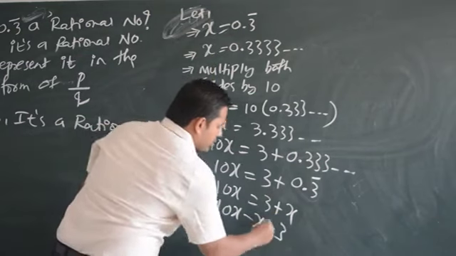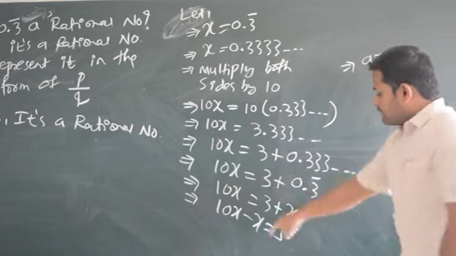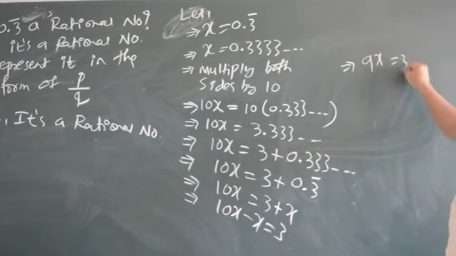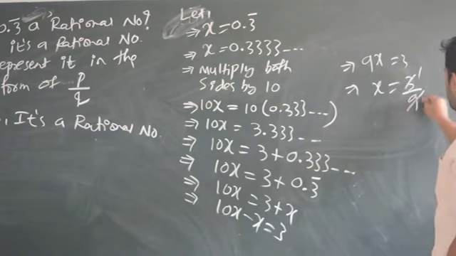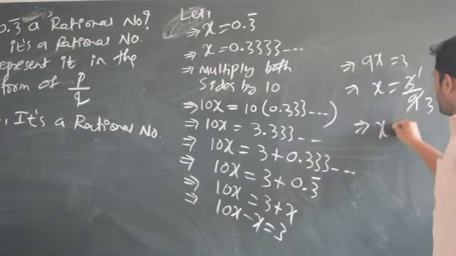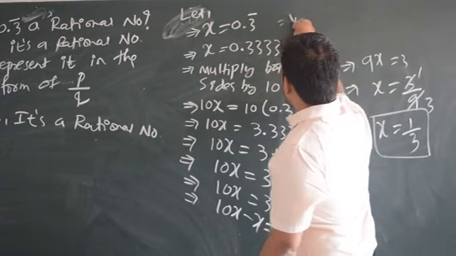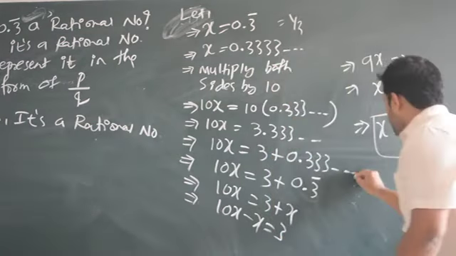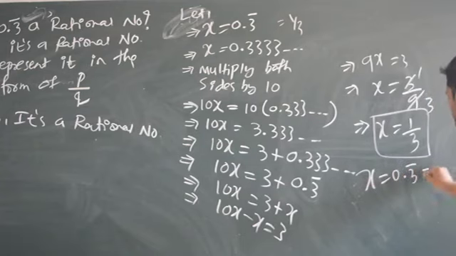10x minus x is equal to 3. So 10x minus x becomes 9x, that is equal to 3. Then x is equal to 3 divided by 9. 3 ones are 3, 3 threes are 9. So x is equal to 1 over 3. I told you, 0.3 bar is equal to 1 by 3. So x is equal to 0.3 bar, and x is also equal to 1 by 3. Represented, done and dusted with this problem.